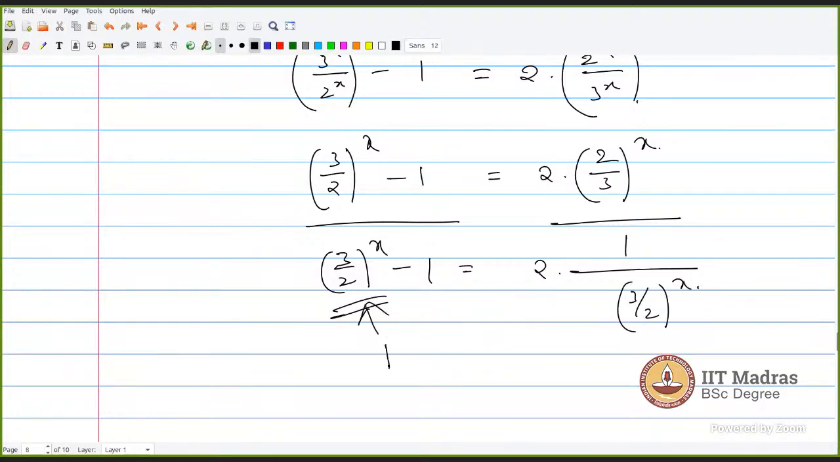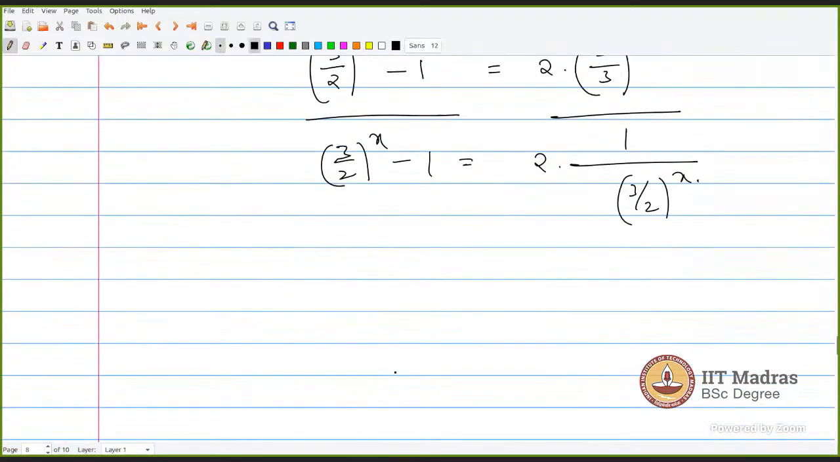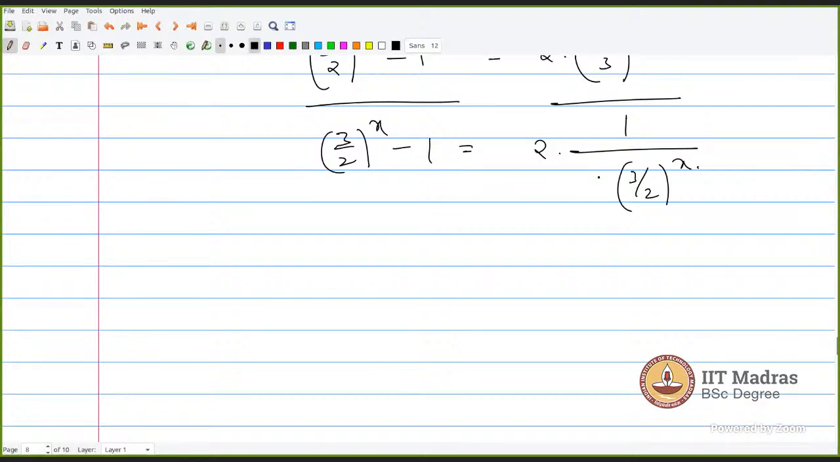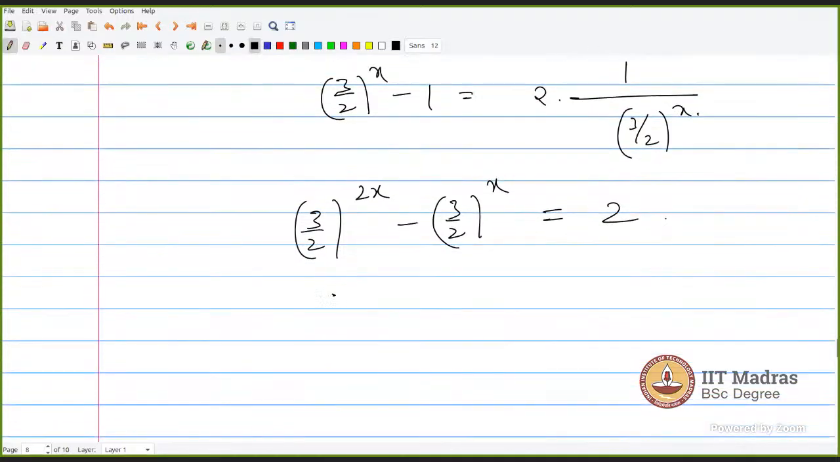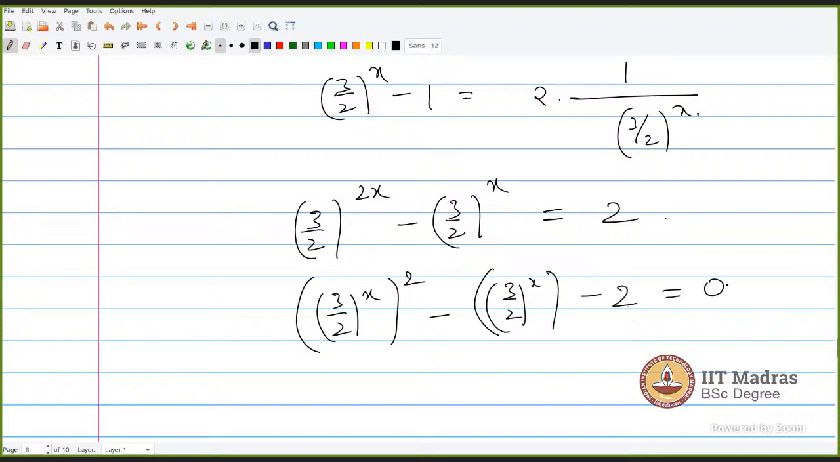Now treat it like p now, just to simplify it, that's it. If you don't want to treat it, just bring 3 by 2 to the power x on one side. So cross multiply, you will get 3 by 2 whole power 2x minus 3 by 2 whole power x is equal to 2. Now this became a quadratic. This is simple: 3 by 2 whole power 2x minus 3 by 2 whole power x minus 2 is equal to 0.